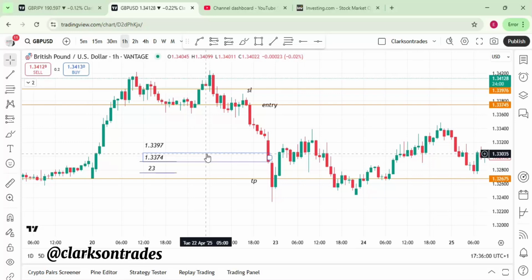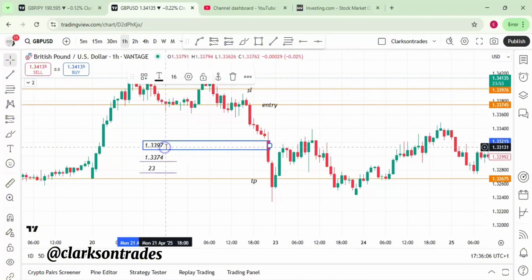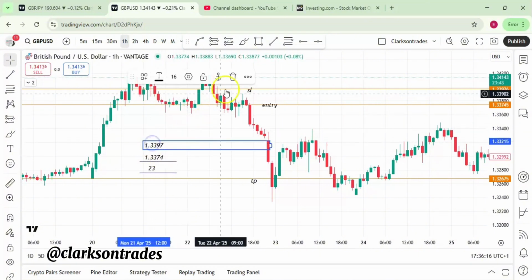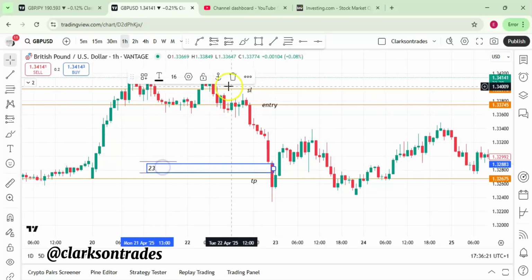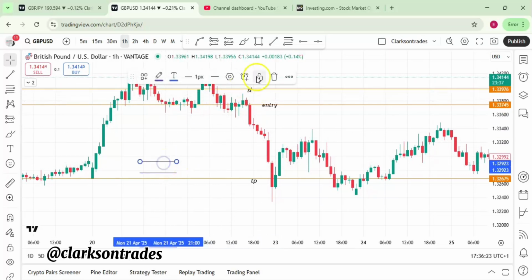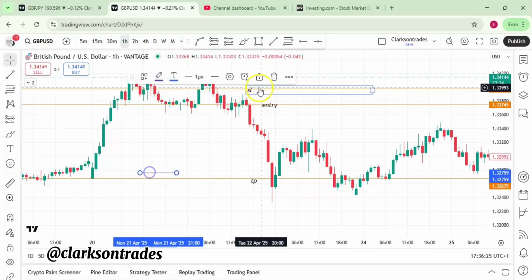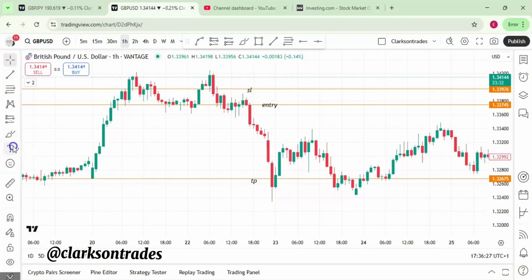Because you need to understand pip. If you don't understand pip, understanding lot size will be very difficult, because you need to match pip with lot size to know how much you can make, how much you can lose, in terms of both money and percentages. You see, so here is 23 pip, and that was the exact figure we got when we used the toolbar. So let's calculate that of our take profit.